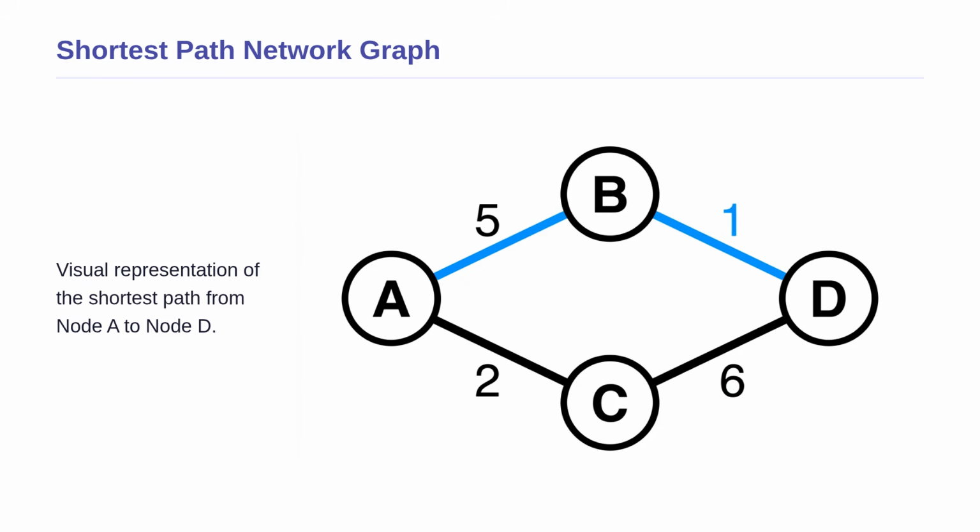Notice the path highlighted in blue going from A to B and then B to D. Even though the bottom path from A to C looked tempting with a short distance of 2, the visual makes it clear how the heavy cost of 6 on the second leg makes it the slower choice overall.